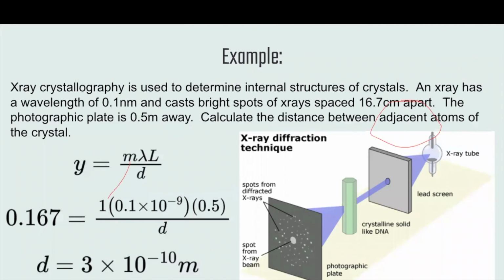We couldn't have possibly used regular visible light to do this because regular visible light is bigger than the atoms they're trying to see, right? It's bigger than the structure that they're looking at.